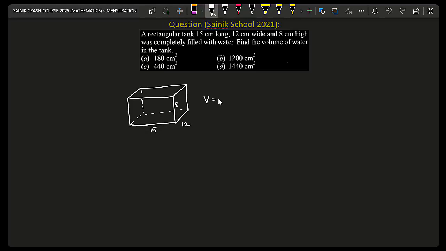Sir, 15 into 12 into 8. Length into breadth into height. Length is 15, breadth is 12, and height is 8. So what is the product of these three? 15, 12, and 8? What is the product?